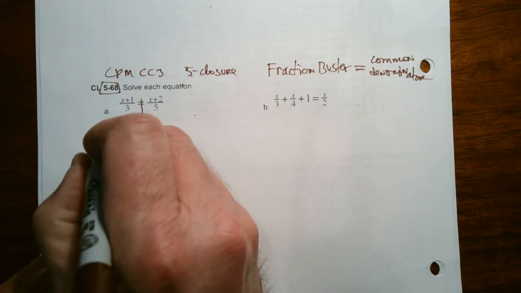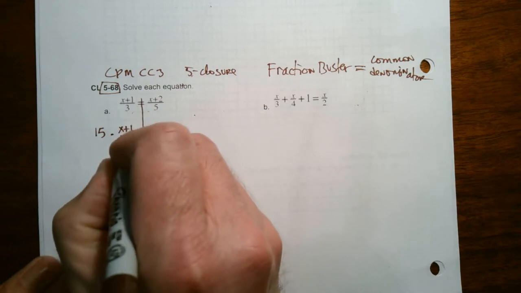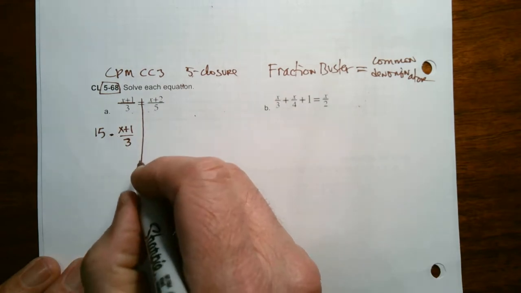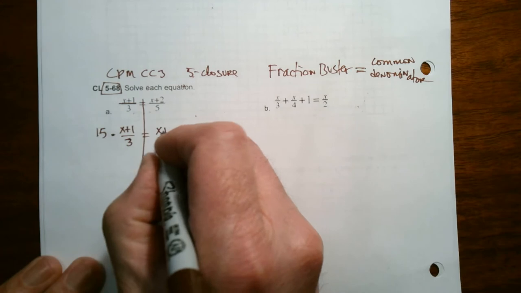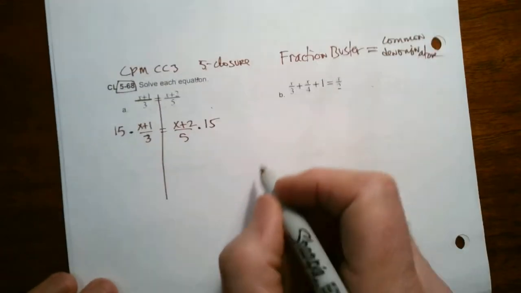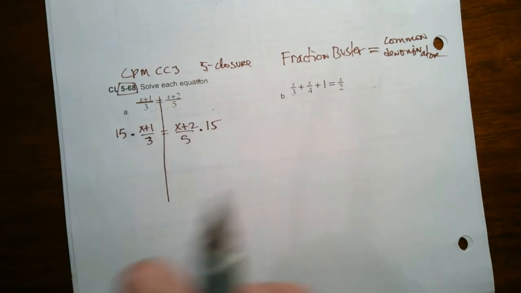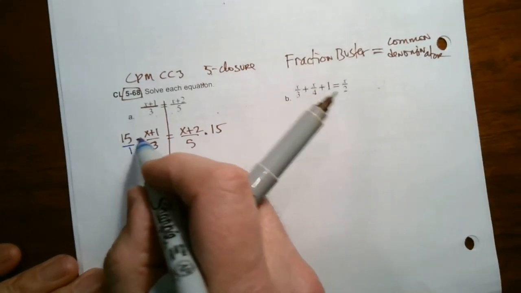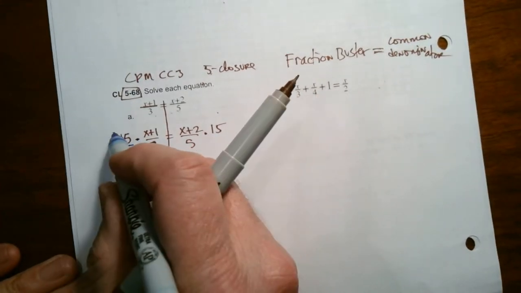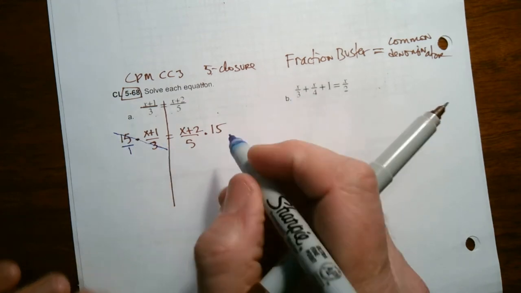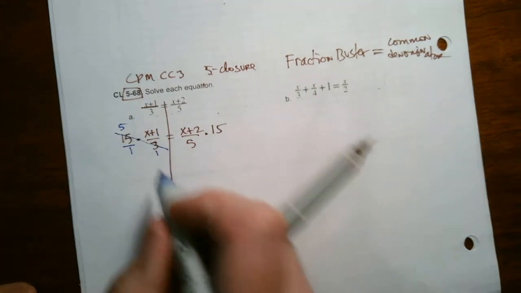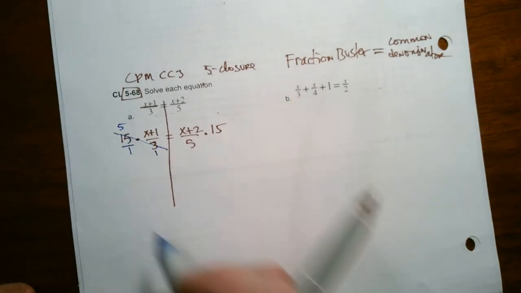What that means is I'm going to multiply 15 times each of these fractions. This is one big fraction, x plus 1 over 3, and I'm multiplying by 15. On the other side, x plus 2 over 5, I'm also multiplying by 15. When you multiply by a fraction buster, you put that fraction over 1. And anytime you're multiplying fractions, the denominator and numerator of each fraction can cross simplify. The 3 goes into 15 5 times, and that 3 becomes a 1. It's like simplifying 15 over 3 to 5 over 1.